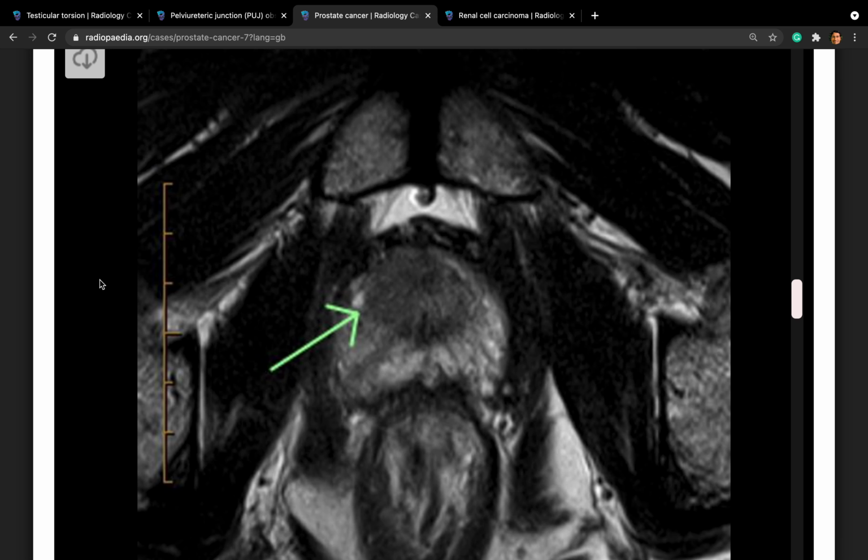That sequence depends on the Brownian movement of the water. If there is a heavily or densely packed cell, there is a restricted diffusion of the Brownian movement of the water, and it appears bright. And that corresponds with an area of abnormality, such as prostate cancer. The other differential would be an abscess, an area of edema and pus. That's diffusion weighted imaging.